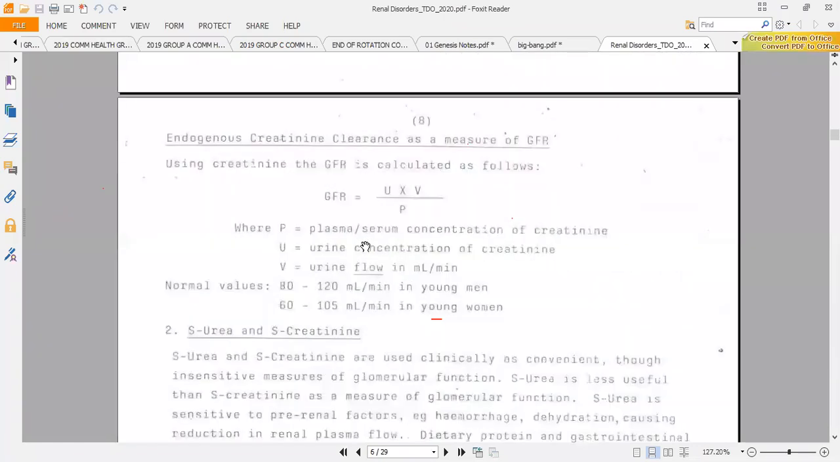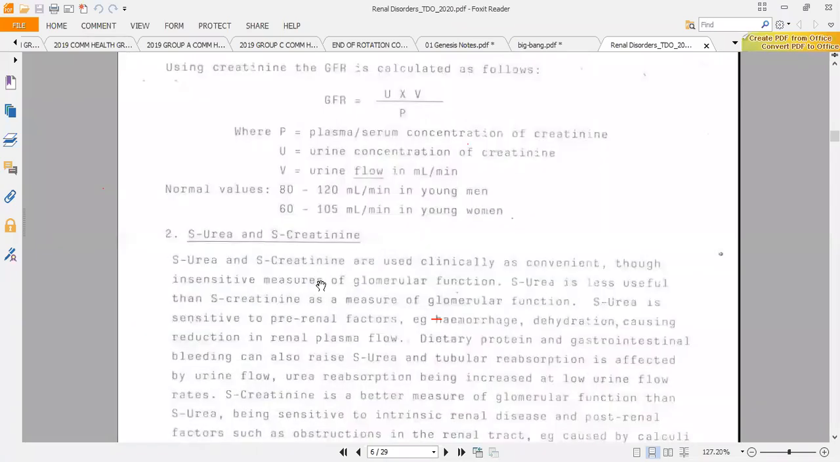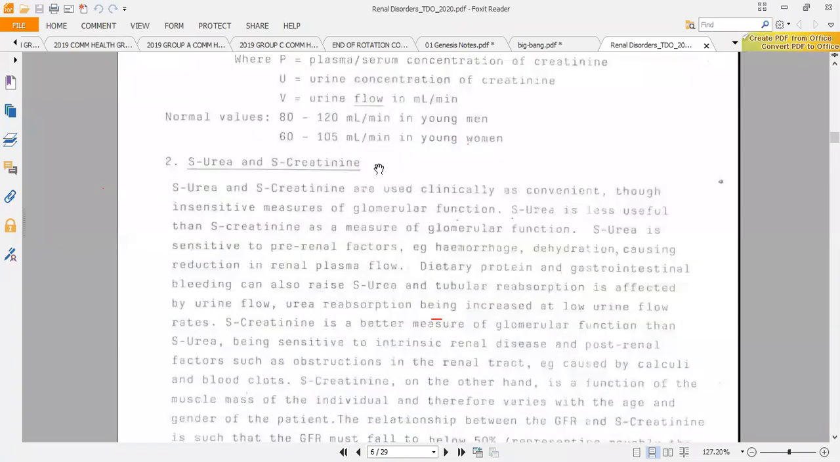Good. So we've seen this. The normal values are between 80 to 120, but usually we say 120. Okay, GFR 120 mils per minute. Good. Now there are two compounds that I want to talk about: creatinine, which I've already spoken about. Creatinine is produced by the muscles. So anything that causes muscle to get damaged, you get increased creatinine level.